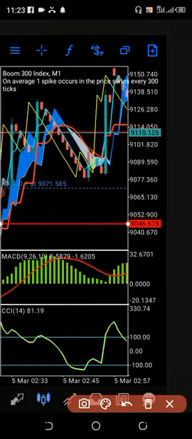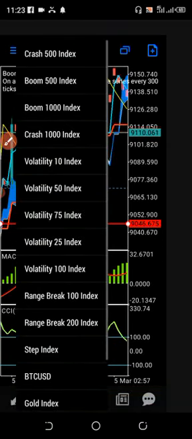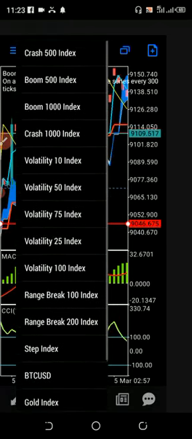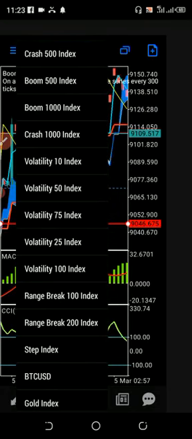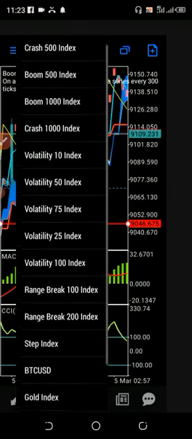On boom, let's check on crash. I think it can be more clearer and more easier. Okay, let's check on crash. Let me take crash 500.